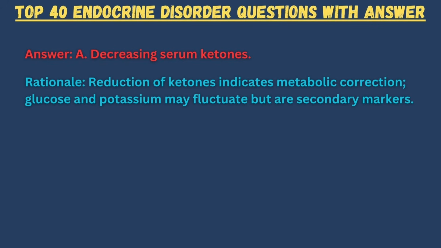Answer. A. Decreasing serum ketones. Rationale: reduction of ketones indicates metabolic correction. Glucose and potassium may fluctuate, but are secondary markers.